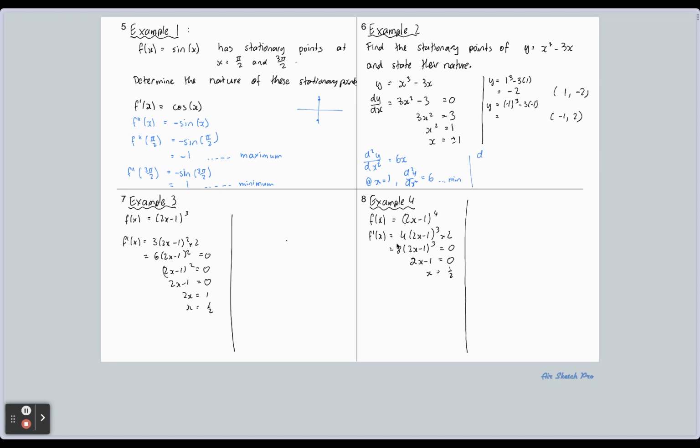And at x equal to negative 1, should have probably done those the other way around, d²y/dx² is equal to 6 times negative 1, which is negative 6. So that would be a maximum. And that's it, all done.